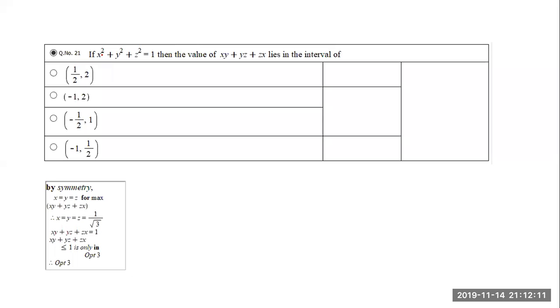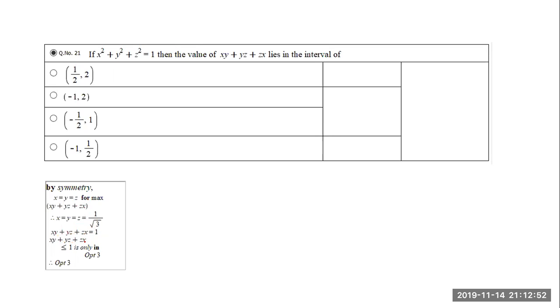This will be either x can take a maximum or y can take a maximum or z can take a maximum. Because of symmetry, for the maximum value of this to occur, I am just putting x is equal to y is equal to z. This is an important point for this problem solving. So x is equal to y is equal to z is equal to 1 by root 3. Clear? Okay. And then xy plus yz plus zx is equal to 1. This is the maximum value. Understand?